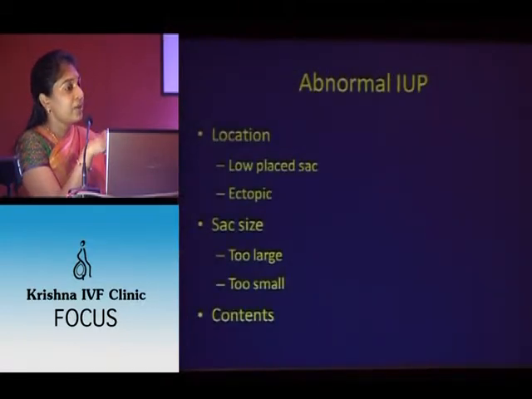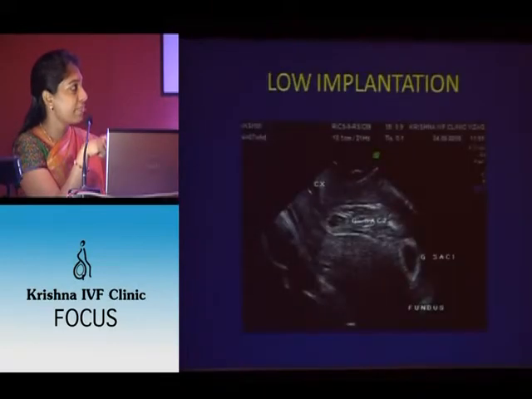So when you call a pregnancy abnormal, it can be by the location, a low placed or an ectopic, sac size which may be too large or too small, and the contents of the sac. So we can see here the sac is nicely implanted near the fundus, but the other one is just above the cervix. So the low placed sacs again don't have a good prognosis.